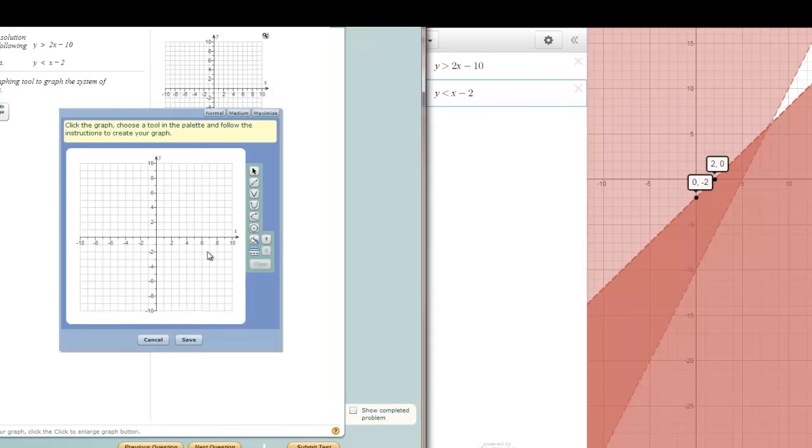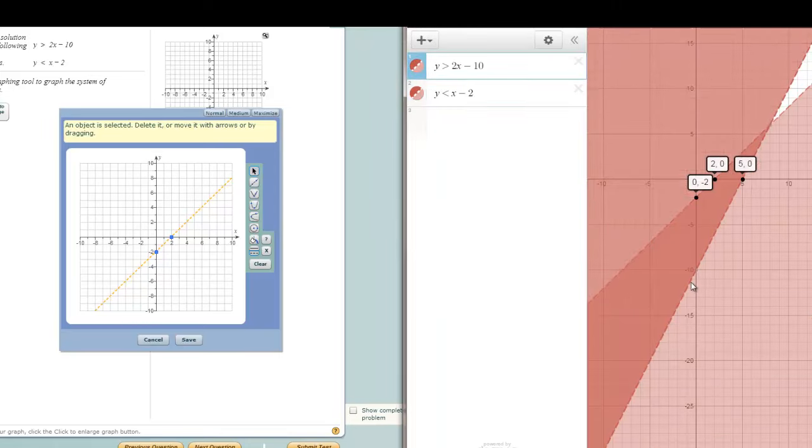The first point is, select the tool. You have a line, -2, +2, but that's got to be dashed because it's not included. It doesn't have the equal to part, so it's got to be dashed. And let's get the next one here. What are some good points here? 5. Oh, it's always really good, especially if they have the intercepts. That made that real easy.